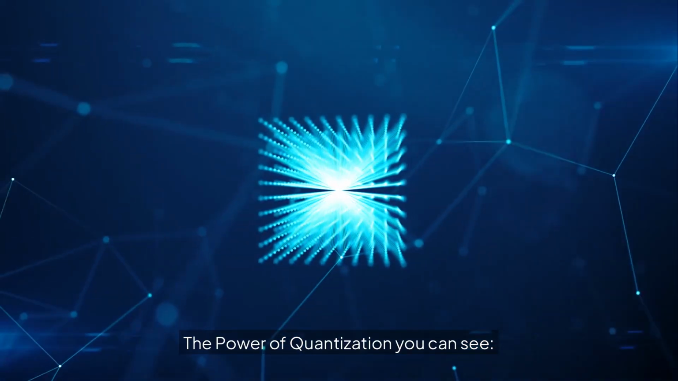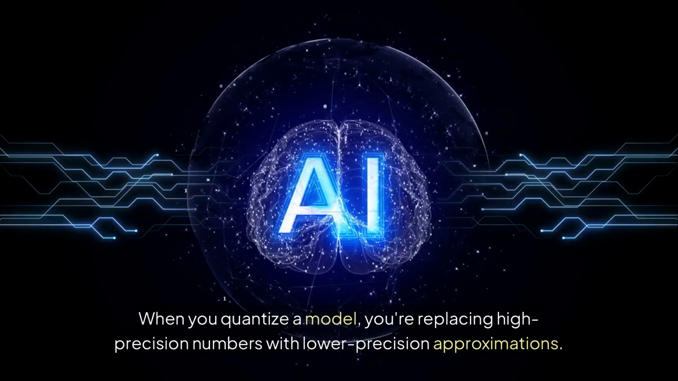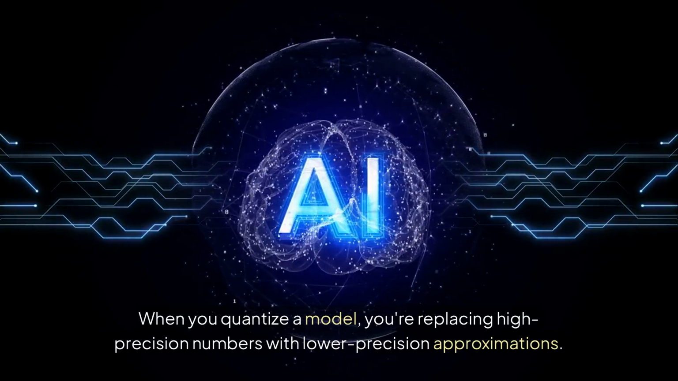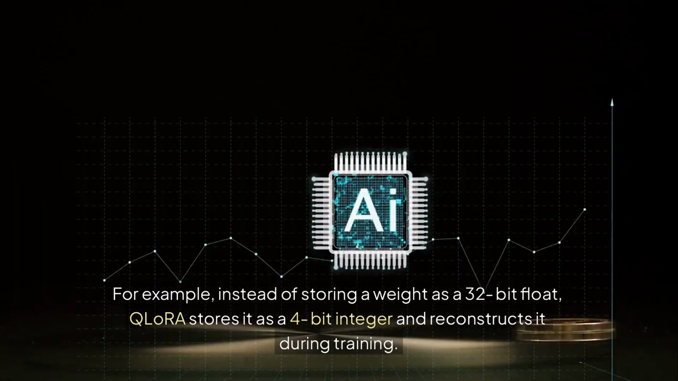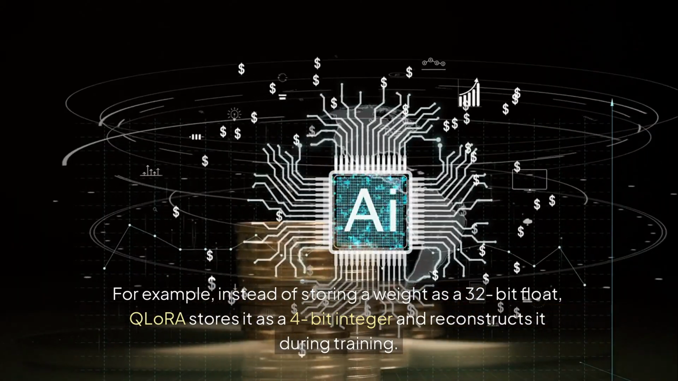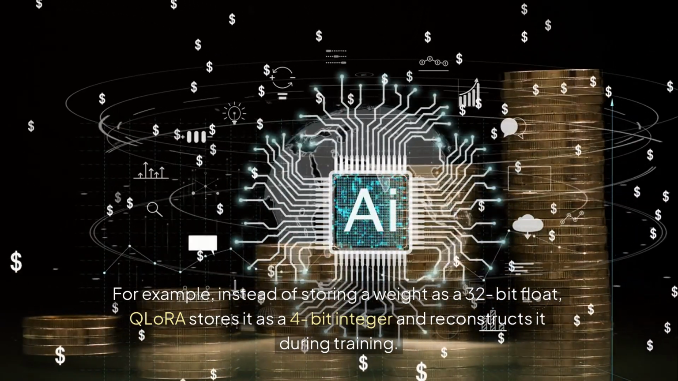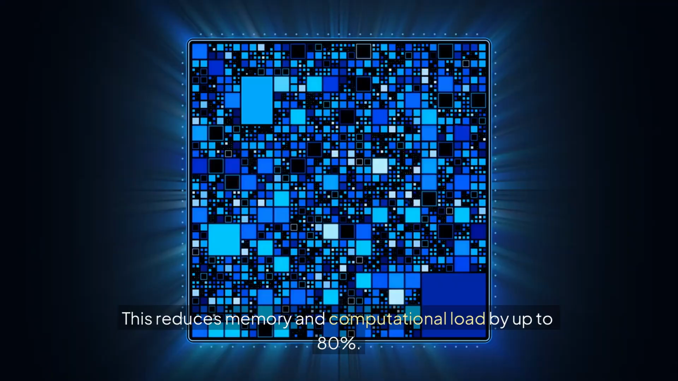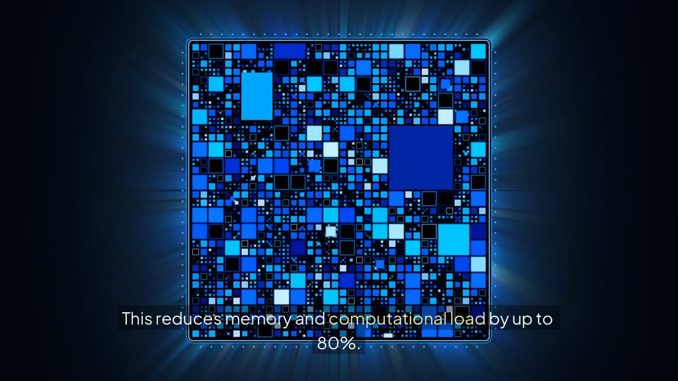The power of quantization you can see. When you quantize a model, you're replacing high-precision numbers with lower-precision approximations. For example, instead of storing a weight as a 32-bit float, QLoRA stores it as a 4-bit integer and reconstructs it during training. This reduces memory and computational load by up to 80%.